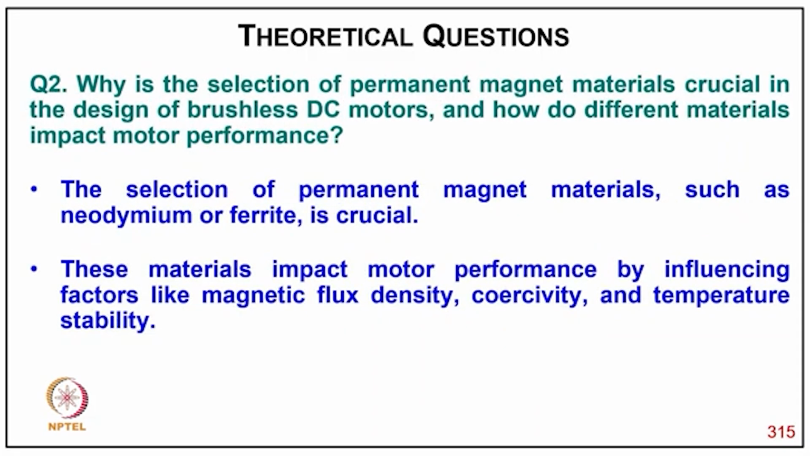So question 2, why is the selection of permanent magnet material crucial in the design of a brushless DC motor, and how do different materials impact motor performance? Selection of permanent magnet material such as neodymium or ferrite is crucial, and these magnets impact motor performance by influencing factors like magnet flux density, coercivity, and temperature stability.